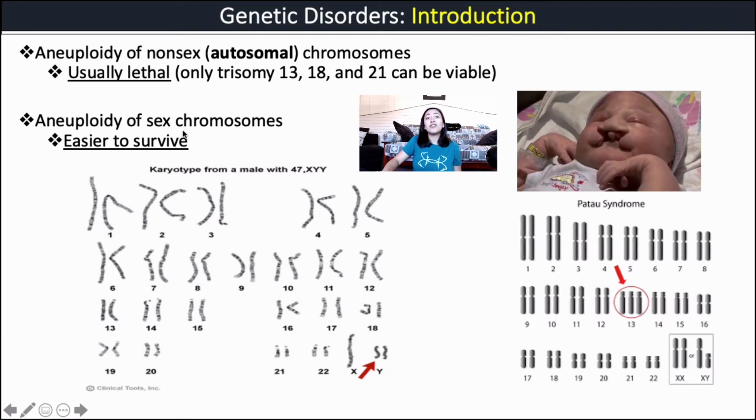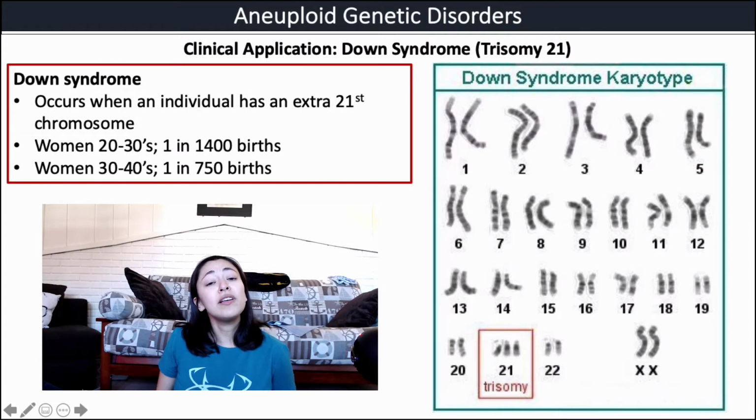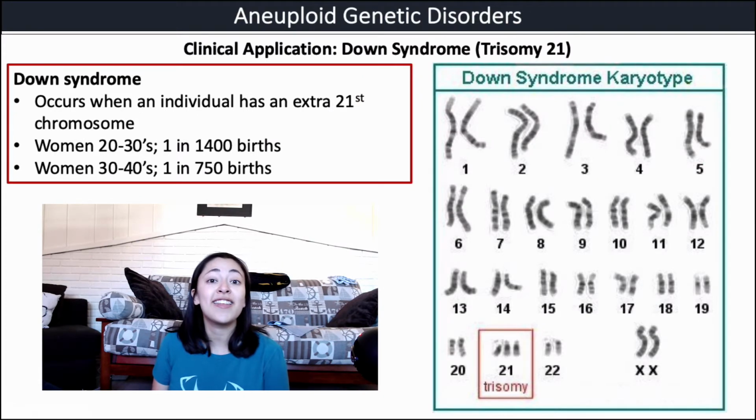However, aneuploidy of sex chromosomes, so the 23rd pair of chromosomes that you have, is a lot easier to survive. Normally you would have either XX or XY. However, there are individuals that are, for example, XYY, and they can usually live a very normal lifespan, and sometimes there's very minimal side effects to this. That's because these genes on the sex chromosomes mostly control sexual characteristics and don't have a lot of other genes located on those chromosomes.